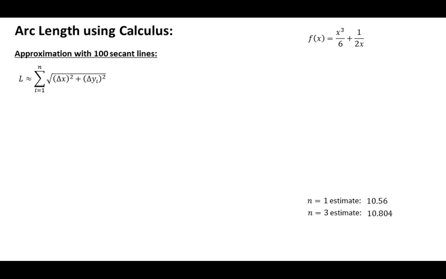And one way we can do even better than this is rather than use 3 segments, how about we use 100 secant lines? So that's going to get us pretty close, right? It will, but of course it would take a long time to do that by hand. So what we can do is get this into a summation formula.